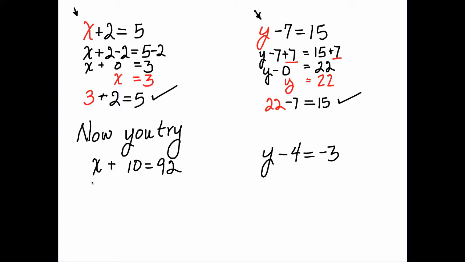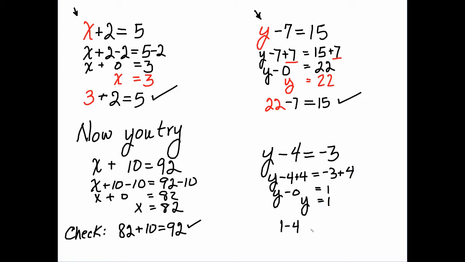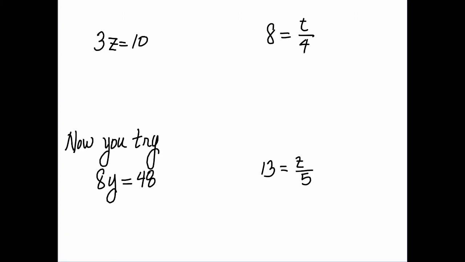Okay, now I'll quickly show you the solutions to those 2. For the first one, we'll subtract 10 from each side, and we get x equals 82. And then we check it by substituting 82 into the equation. 82 plus 10 equals 92. That's correct, and we're good. On the right side, y minus 4 equals negative 3. We add 4 to each side, and we find that y equals 1. And then if we substitute 1 back into the equation, 1 minus 4 does equal negative 3, and our solutions are correct. Now let's move on to the next 2 problems.